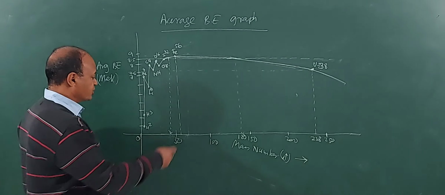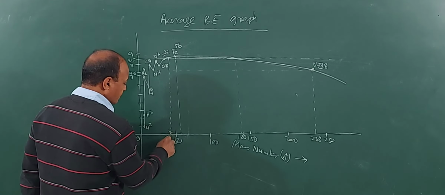The graph becomes interesting once you cross mass number 40. Beyond mass number 40, the graph is more or less smooth up to 120. Between 40 and 120, the value is just about 8.5 MeV per nucleon. So up to 40 it is less than 8.5, and 40 to 120 is just above 8.5. Iron 56 is an exception. For iron 56, the average binding energy is highest, that is 8.8 MeV per nucleon.